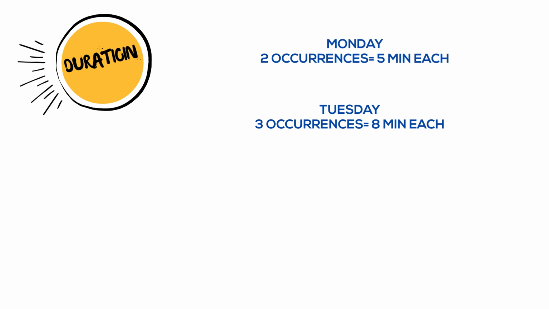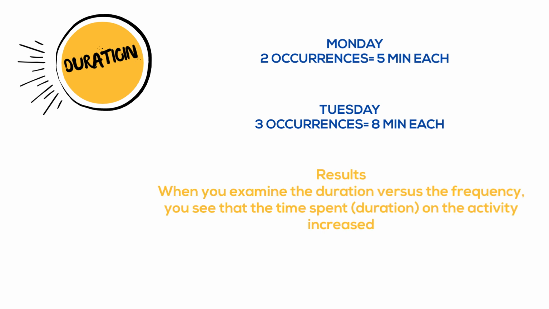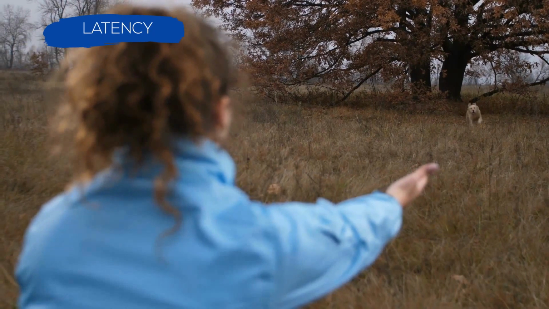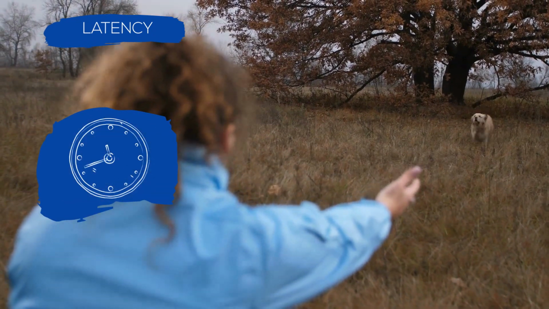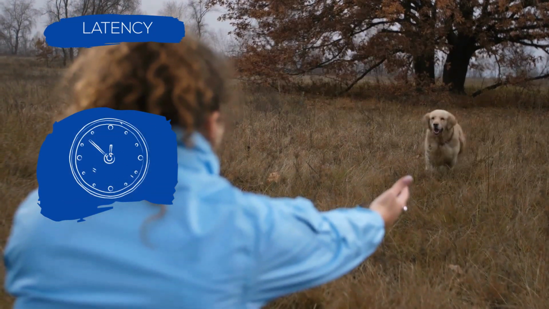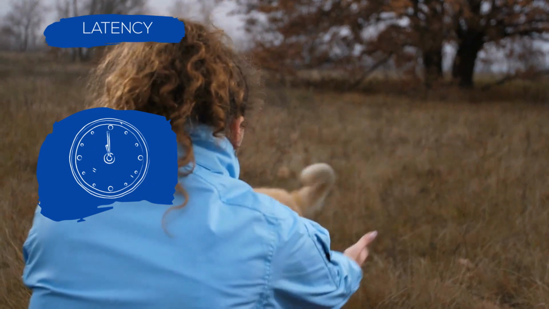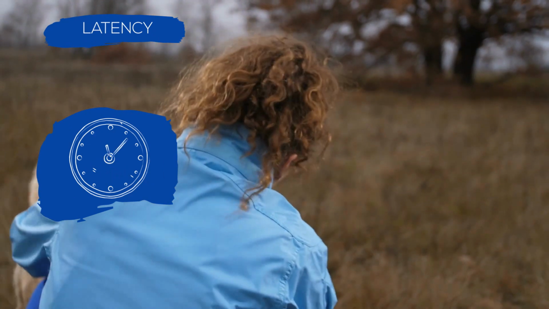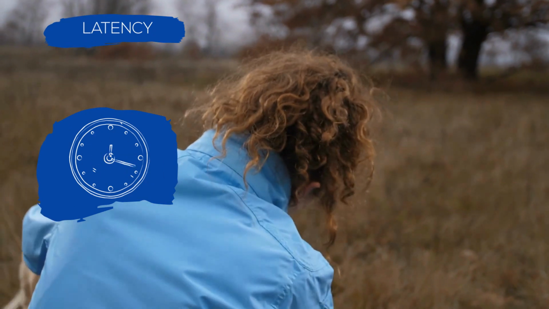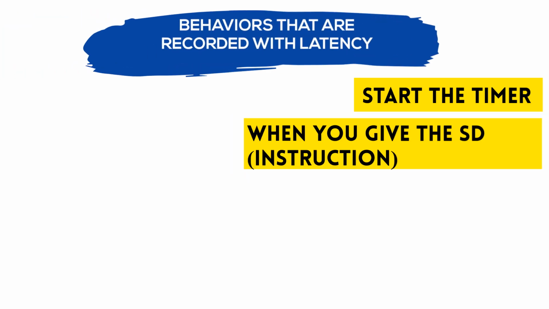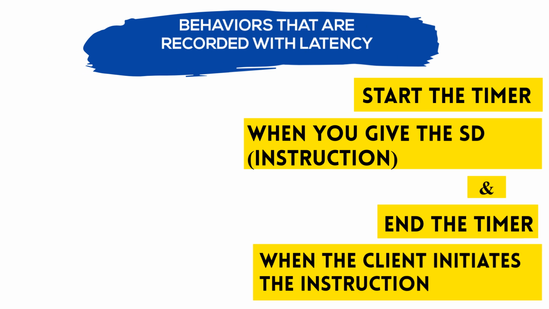This tells us that duration is a more appropriate measurement procedure than frequency when examining how long the client engaged in the behavior. The final continuous measurement procedure is latency. Latency refers to how long it takes for the client to initiate the instruction or the discriminative stimulus, known as SD. To record using latency, you start the timer when you give the instruction and you end the timer when the client initiates the instruction.